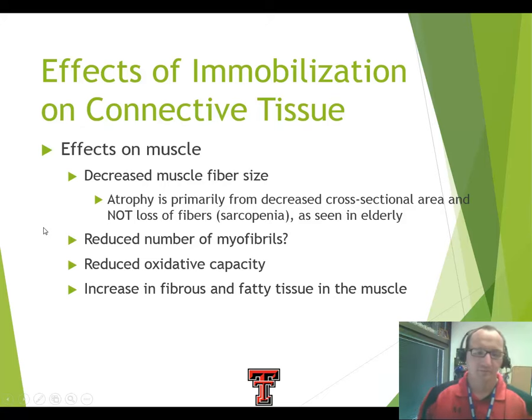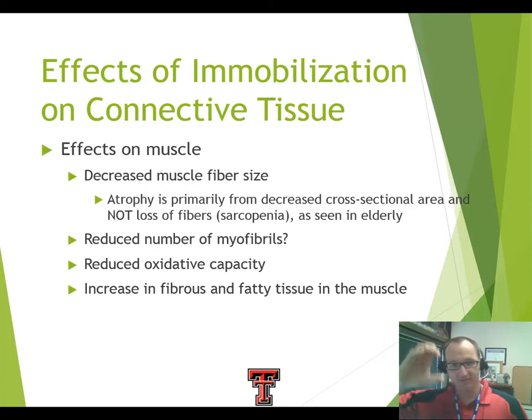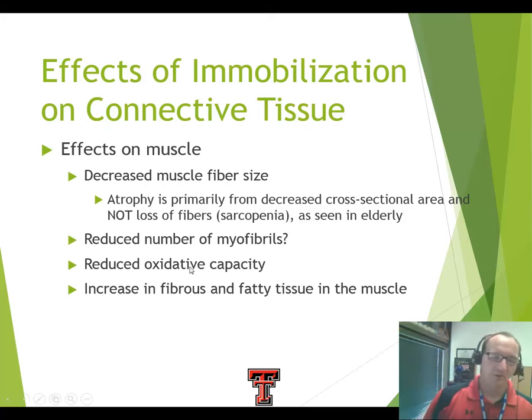Okay, muscle fiber size. We don't lose muscle fibers from immobilization, but we lose size in the fibers we have. Okay, so in the elderly, we will see sarcopenia. In our normal healthy population, we'll see atrophy. So that particular cell decreases in size. We don't have conclusive evidence that tells us we lose myofibrils. That's been posited for a while. It's been seen in some animals, but not seen in humans. Reduced oxidative capacity, increase in fibrous tissue and fatty tissue in the muscle, so basically non-contractile elements start making their way in.